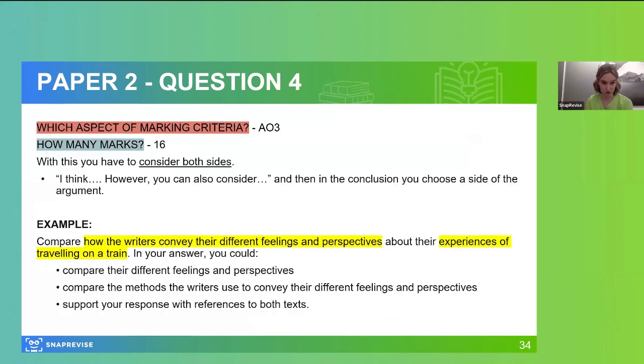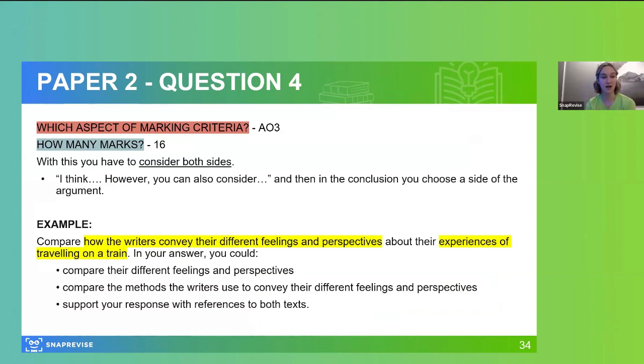Then going on to question 4, it is the AO3 aspect of the marking criteria. So again, this one is all about the comparative aspect. So it's worth 16 marks. And again, you have to consider both sides.